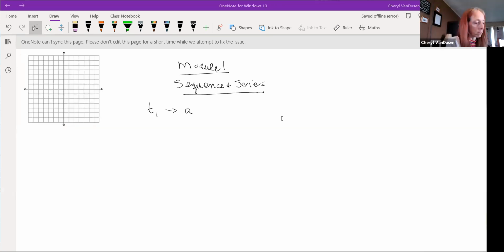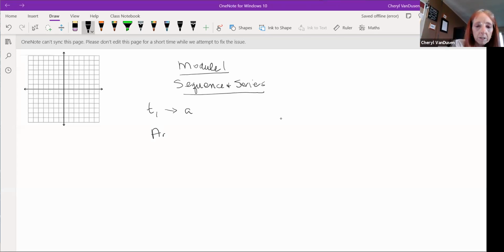And then within sequence and series, in terms of just doing a little overview, we generally look at 3 parts. We look at arithmetic sequences and series. And we'll do, like I say, just a brief overview, but then we're going to get into some questions that I think are the challenge questions.